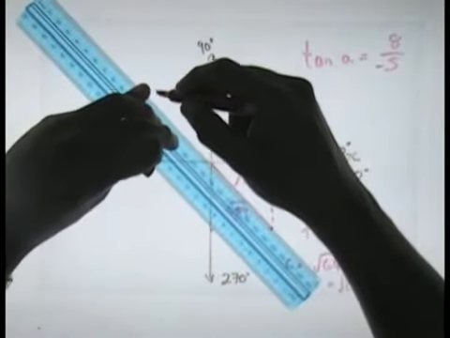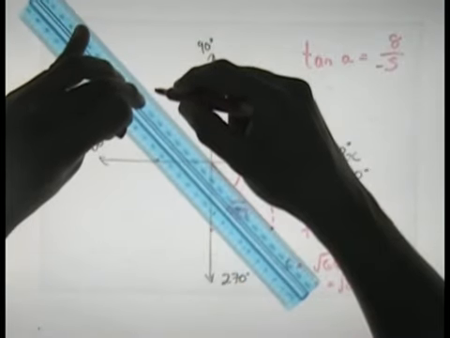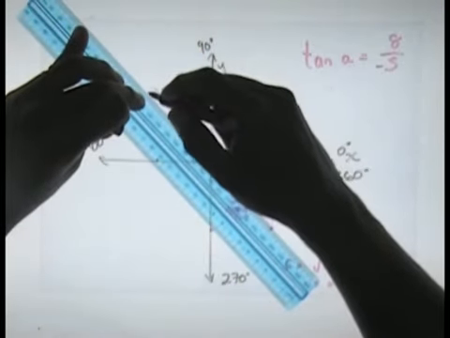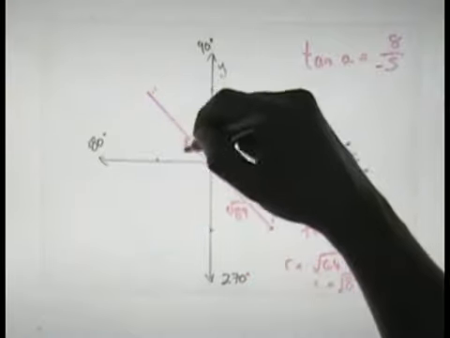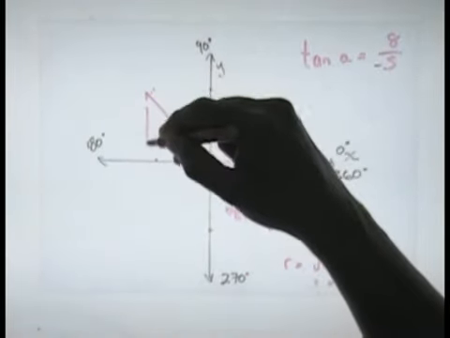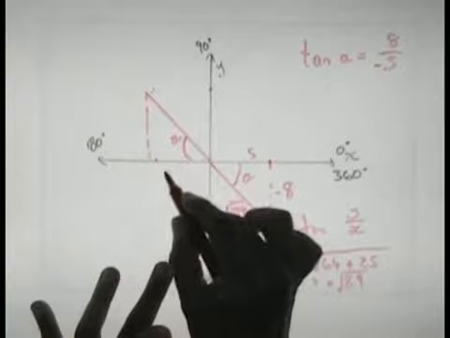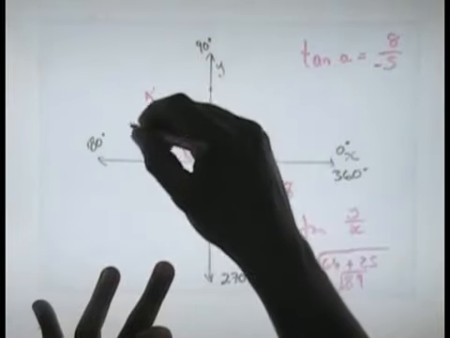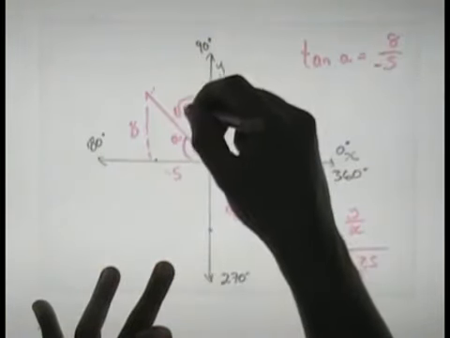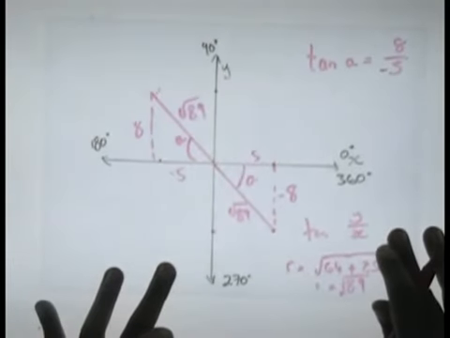somewhere over there, which means that my angle A would be over there with an x value of negative 5 and a y value of positive 8. Again, r would still equal the square root of 89.